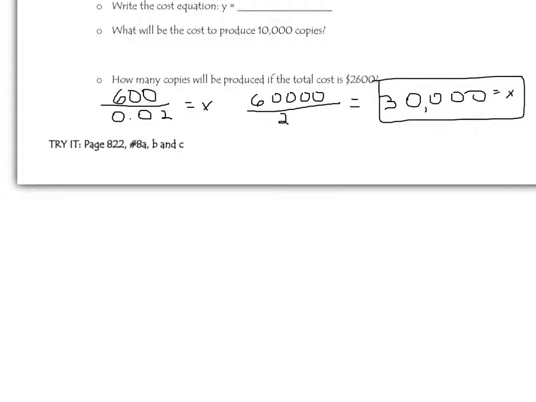And that is the end, except you should try it on page 822, numbers 8a, b, and c. And that brings us to the end of section 11.4 for chapter 11.